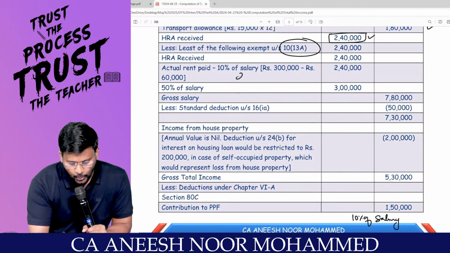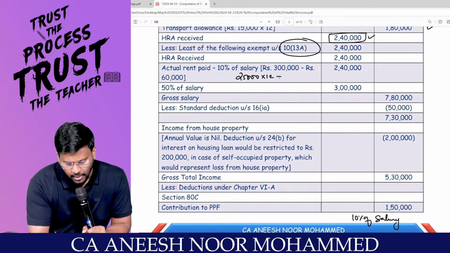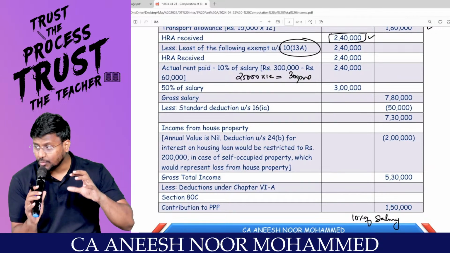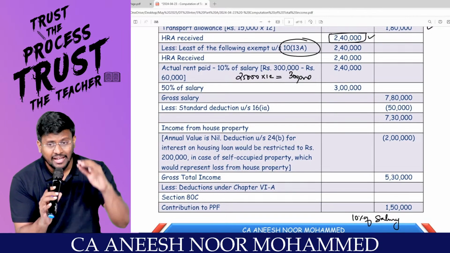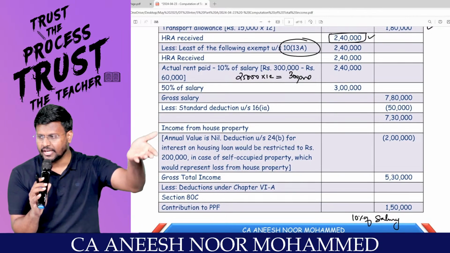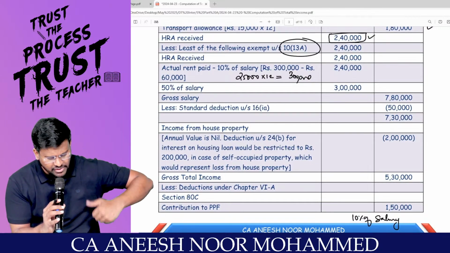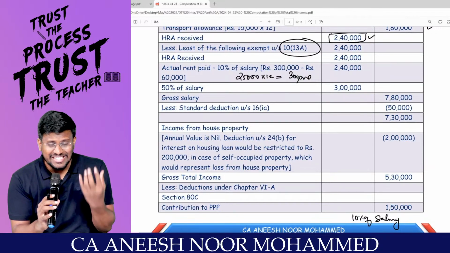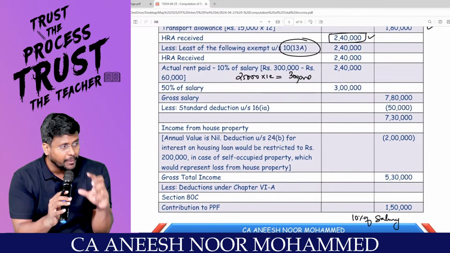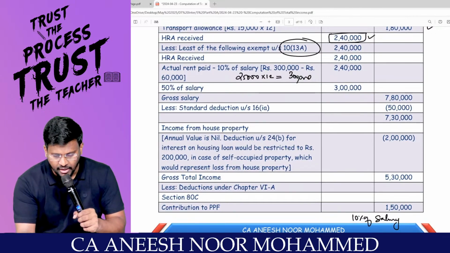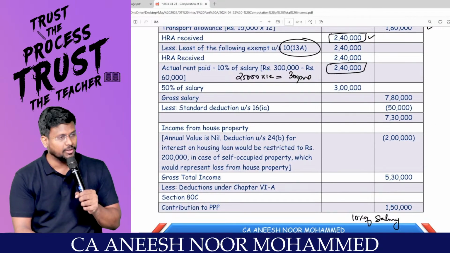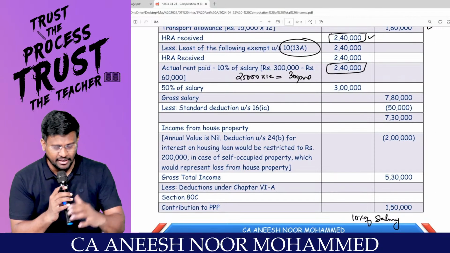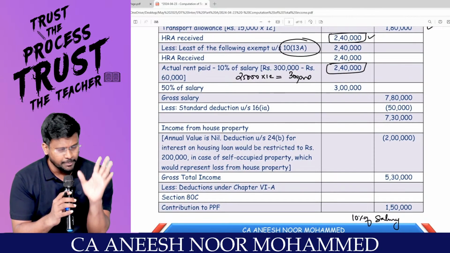25,000 into 12 means total rent paid is 3 lakh. You have to take rent paid in excess of 10% of salary. What is 10% of salary? 60,000. What is the extra rent paid over and above 10% of salary? 2,40,000. Comfortable? Number 2, actual rent paid in excess of 10% of salary.